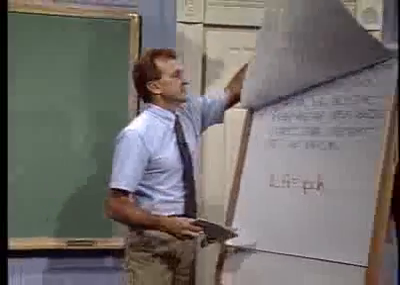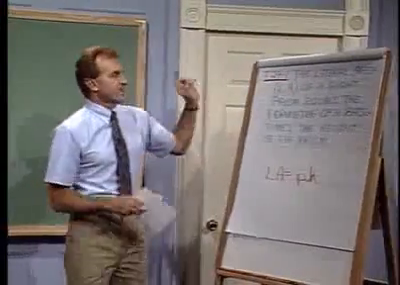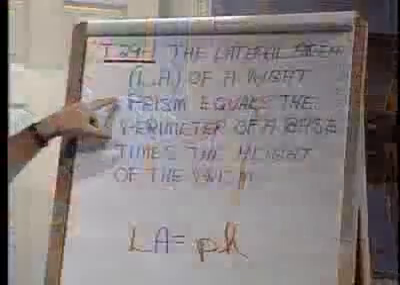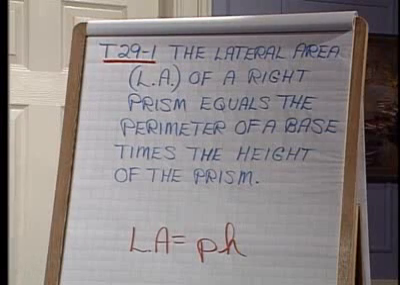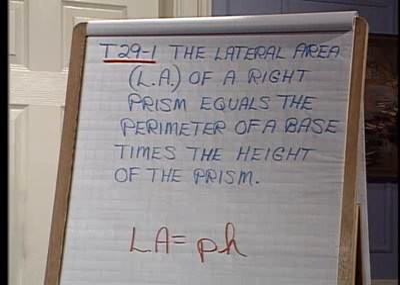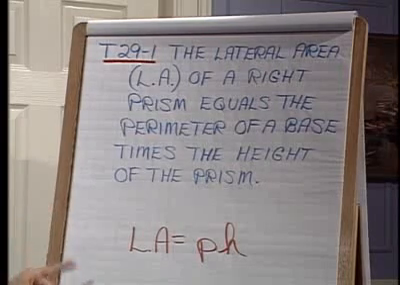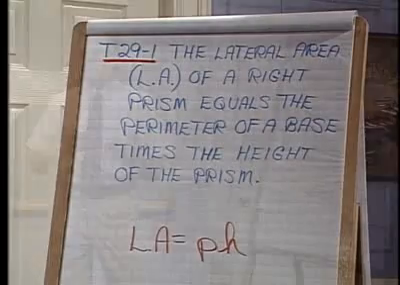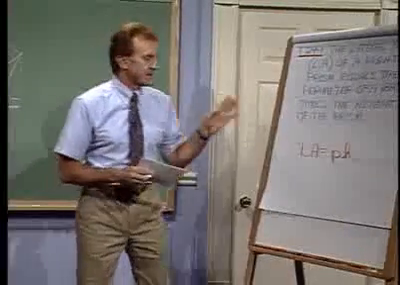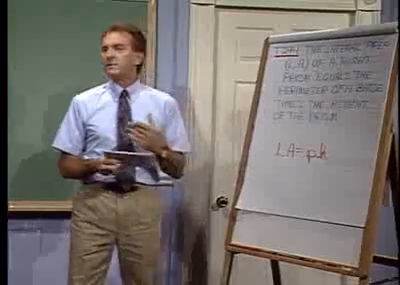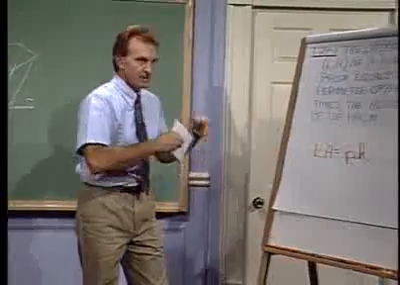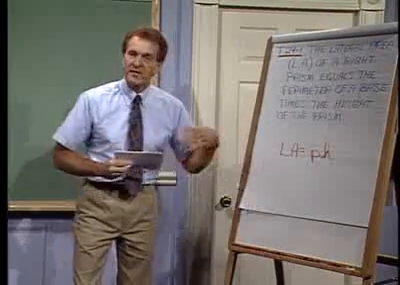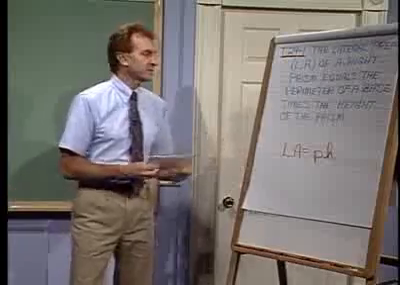Let's look next at a right prism. The lateral area, sometimes abbreviated LA, of a right prism equals the perimeter of a base times the height of the prism. The perimeter of the base times the height of the prism. Now, these formulas I'm going to show you today don't just happen. They don't just come about by happenstance. They are logically derived from rectangles or parallelograms and things like this. So it's very commonsensical if you think about it. There's really nothing you should have to memorize, but rather understand.